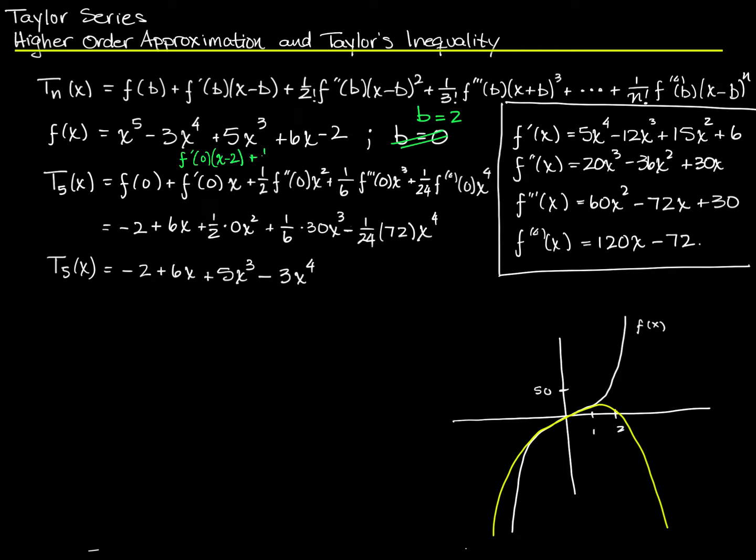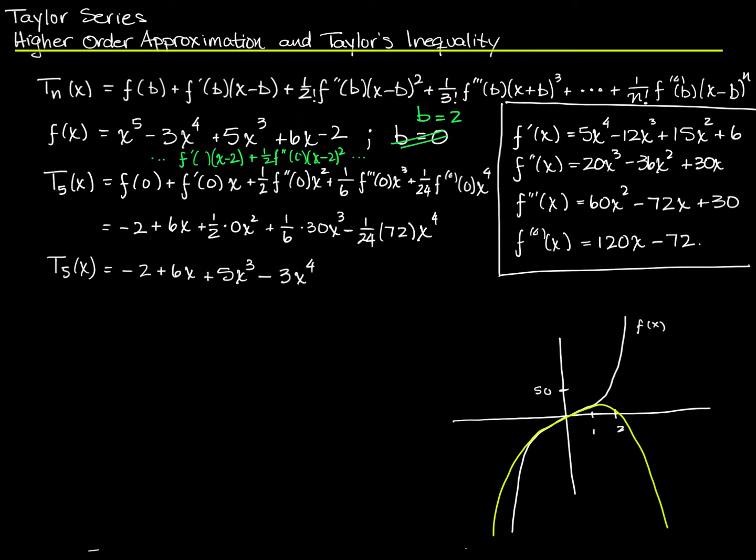And the next term would be 1/2 times f double prime of 0 times x minus 2 squared, and so on, both sides here, right? All the other terms would be similarly affected. Now, we have to be careful here because I've just said b is not 0 now, it's 2. So that means I'm going to need to change this as well.